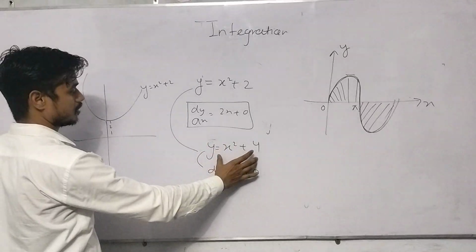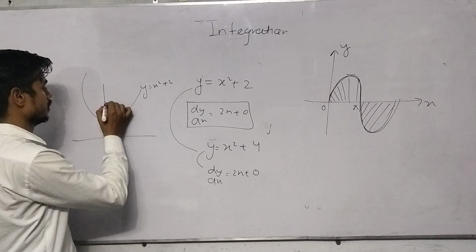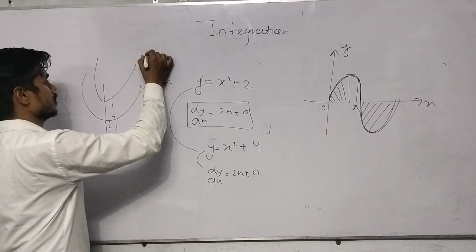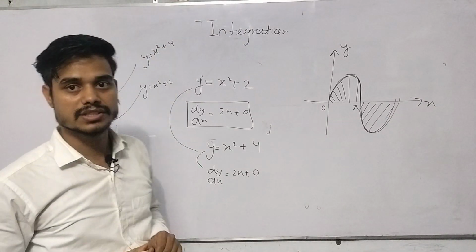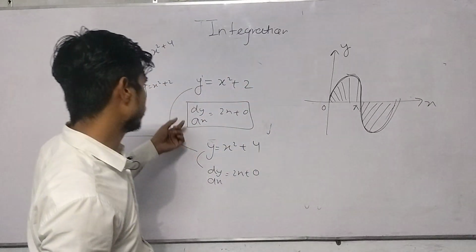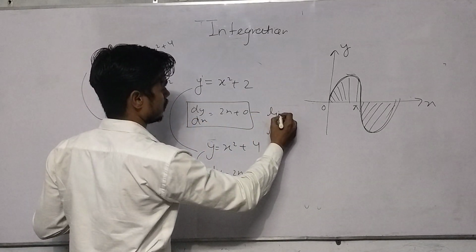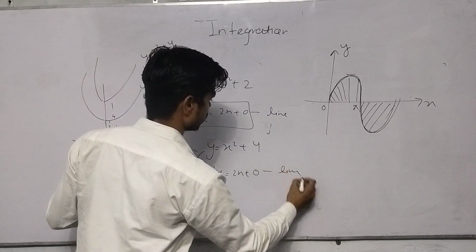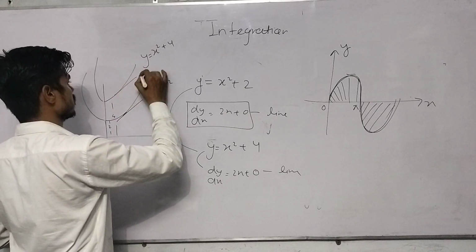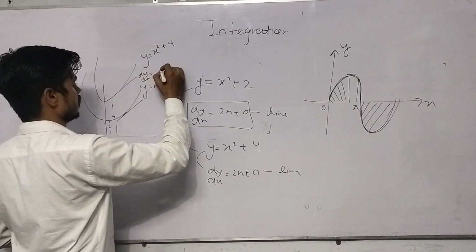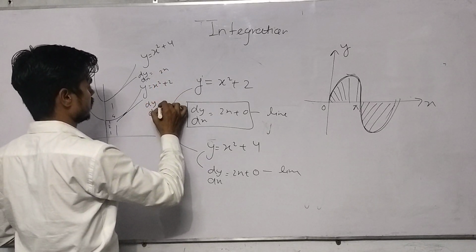What is the graph of the curve here? You can see this is 2 and this is my 4 unit, and the curve is y equals x square plus 4. So what is the major difference between them? Here dy upon dx is the differentiation, and it is 2x here, and dy upon dx is 2x here as well.